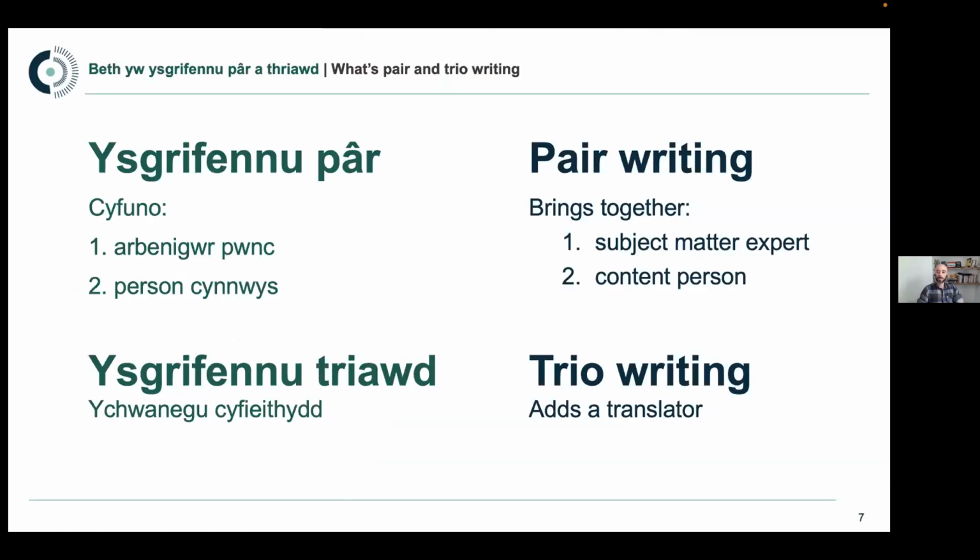So pair writing, as I said, it's about sitting together, two people, usually a subject matter expert and a content person. While trio writing includes, in our case, we normally talk about including a translator. In my experience, it's not a good idea to include more people in the writing process because it becomes harder and harder to collaborate effectively. That's why we do 2 and 3 people.